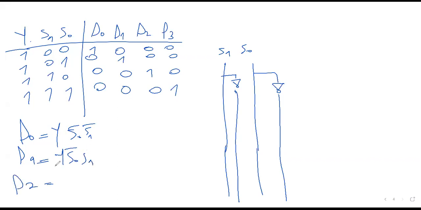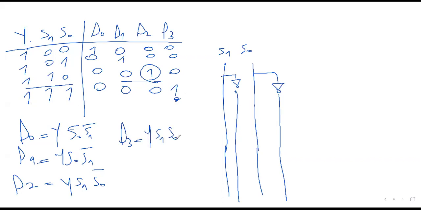What is D2? This is D2 corresponding to this value. D2 is Y, S1, S0 bar. This is wrong. S0 bar. Nope. This is bar here. Vice versa. All right. What is D3? D3 is equal to Y, S1, S0.